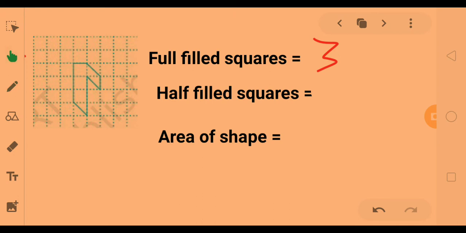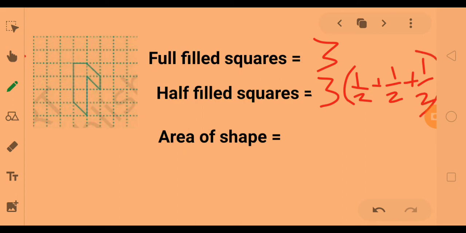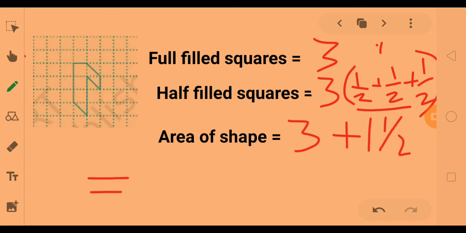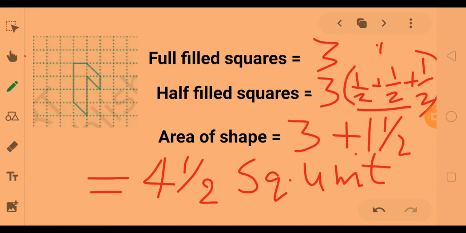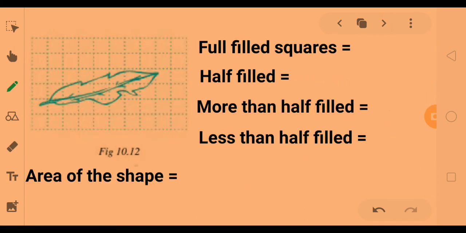Then half filled squares. How many half filled squares are there? 1, 2 and 3. So 3 half filled squares are there. So we write 3. 3 means, you know, 3 times half: half plus half plus half. Then 2 halves makes 1, then the remaining 1 half is there. So full filled squares we write as it is, plus 3 halves is 1 and a half. So what is the total area of this shape? The shape has 3 plus 1 and a half. 3 plus 1 and a half is 4 and a half. So 4 and a half square unit is the area of this shape.